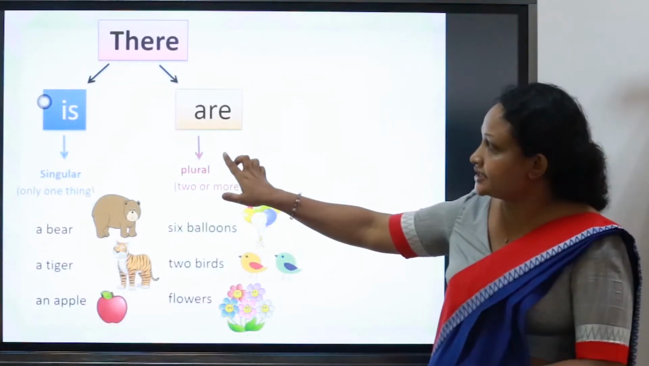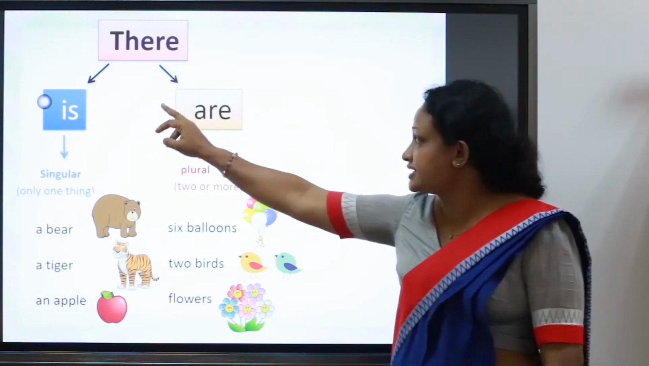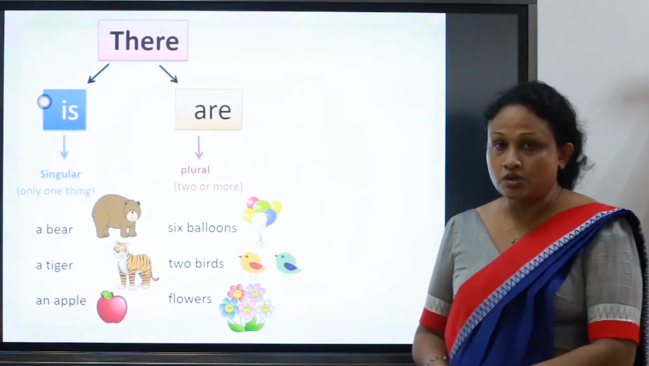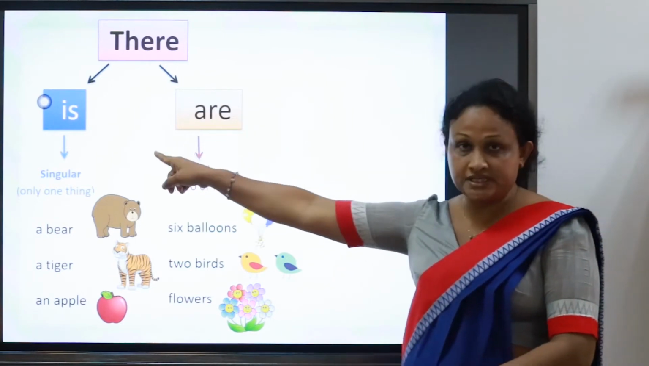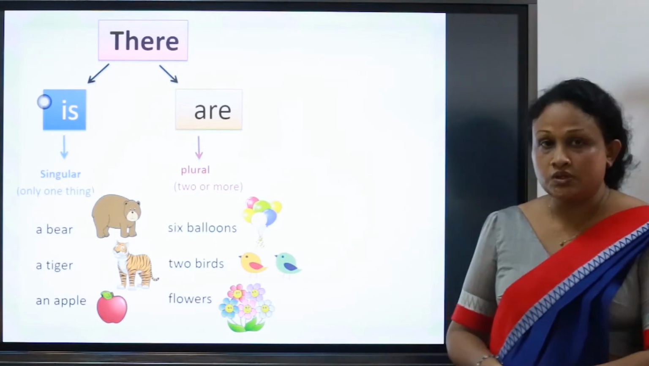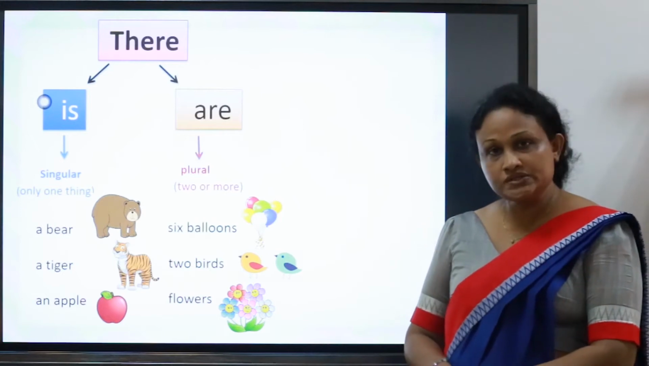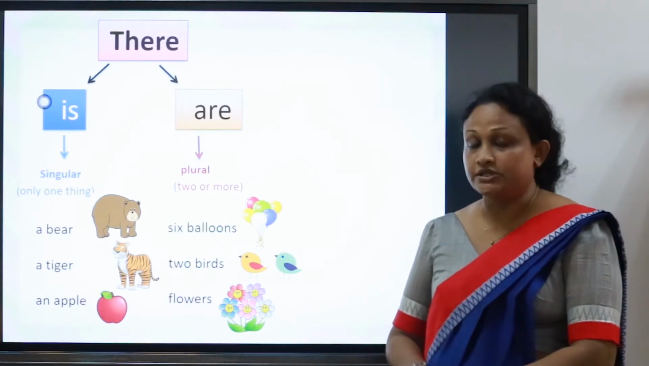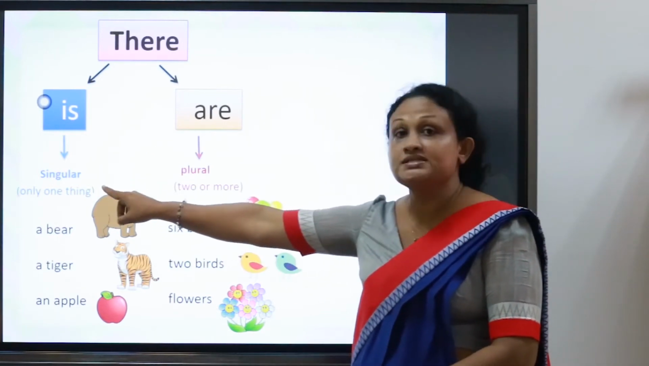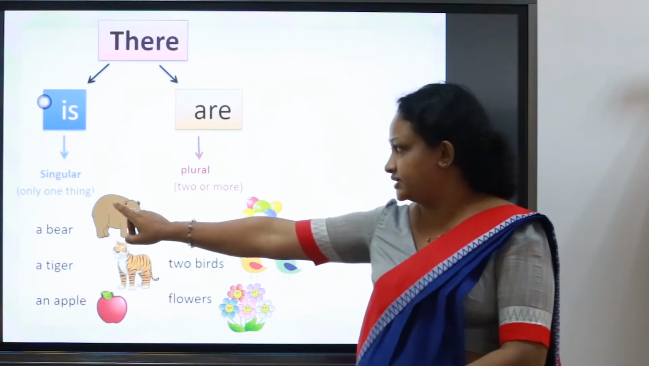You can see this diagram. Here I have mentioned the structures there is and there are. Now you have to know when do we use there is and when do we use there are. Hope you know the helping verbs is and are. When do we use is? Yes, I think you know it. My dear children, is used for singular forms. That is to describe only one thing.